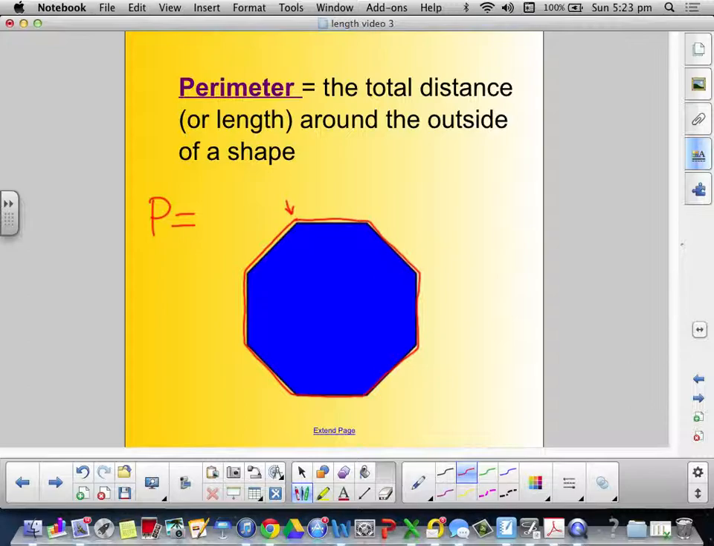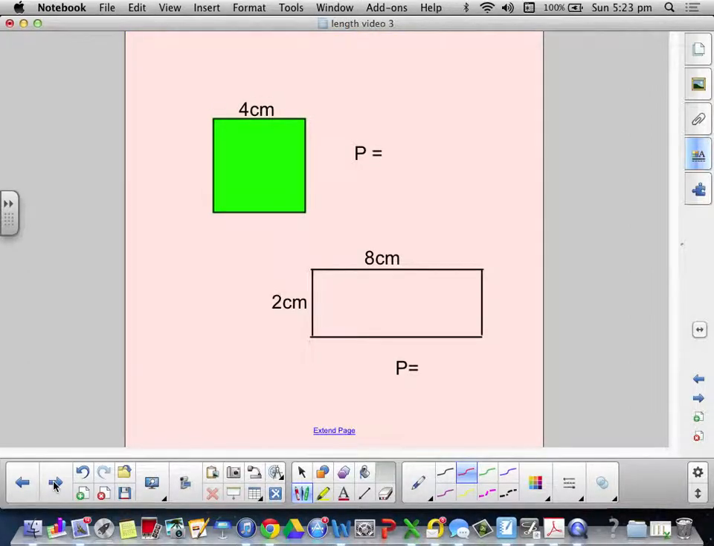Let's have a look at some fairly common shapes here. Okay, we've got our square to begin with. Now you know that a square, of course, has 4 equal length sides, so we'll just put those little lines in to show that they're equal in length. Okay, and we know that one side length is 4 centimetres, it's written there. So what's the perimeter?